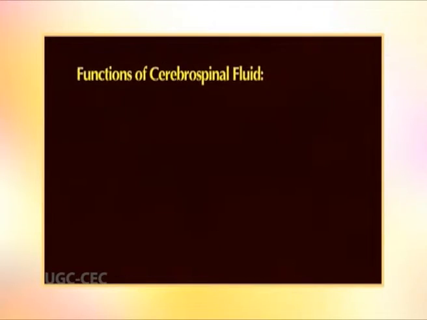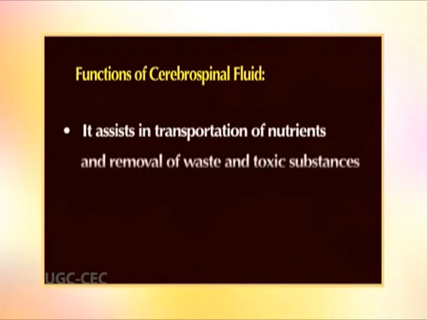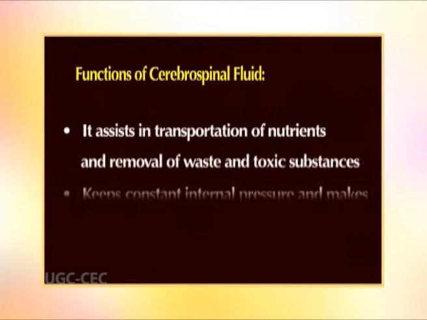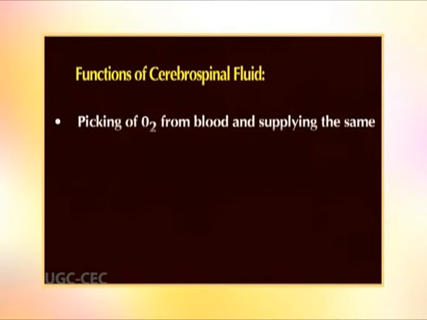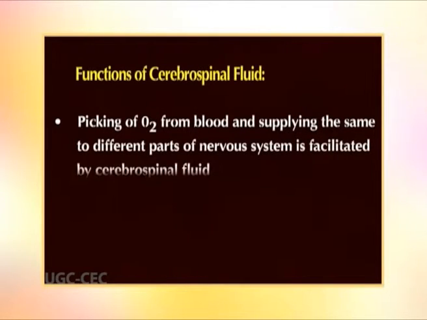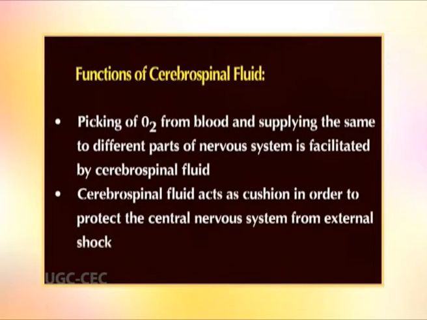Now, functions. It assists in transportation of nutrients and removal of waste and toxic substances, keeps constant internal pressure and makes the central nervous system moist. Picking up oxygen from blood and supplying the same to different parts of the nervous system is facilitated by this cerebrospinal fluid. Cerebrospinal fluid acts as a cushion in order to protect the central nervous system from external shock.